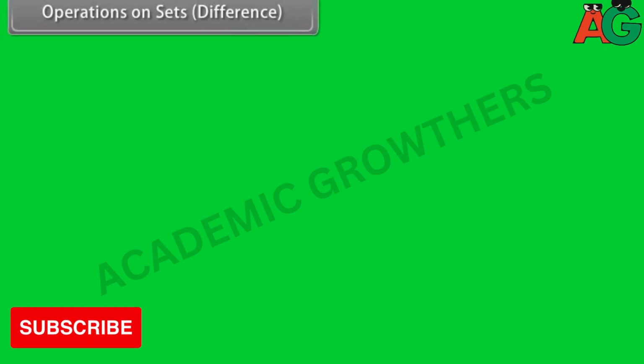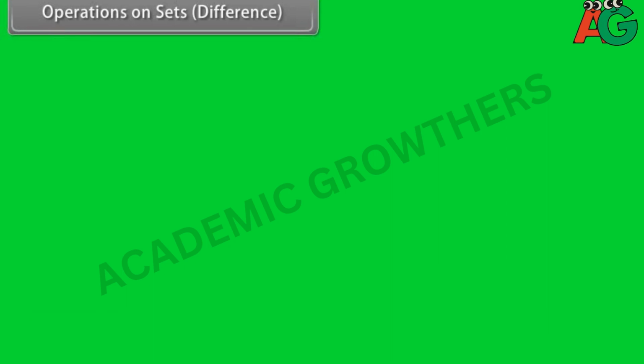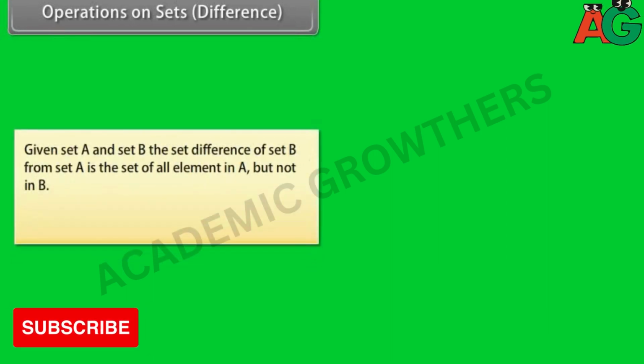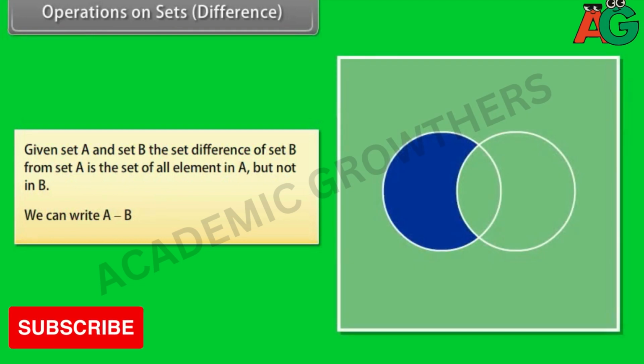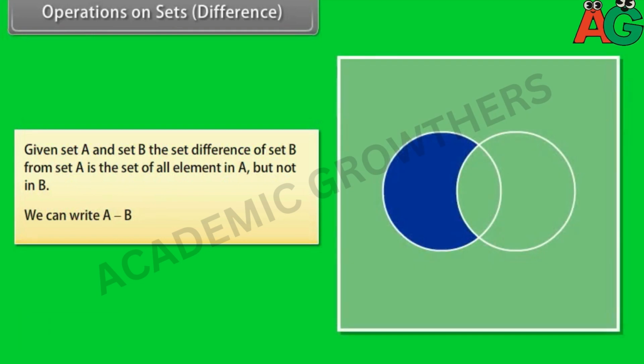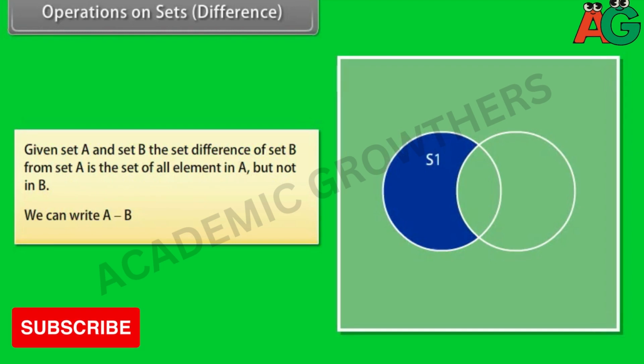Operations on sets, difference. Given set A and set B, the set difference of set B from set A is the set of all elements in A but not in B. We can write A minus B. Look at this Venn diagram. This shows us the difference of the two sets S1 and S2.